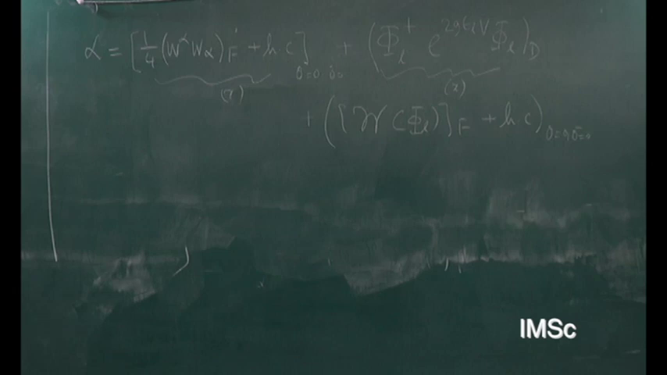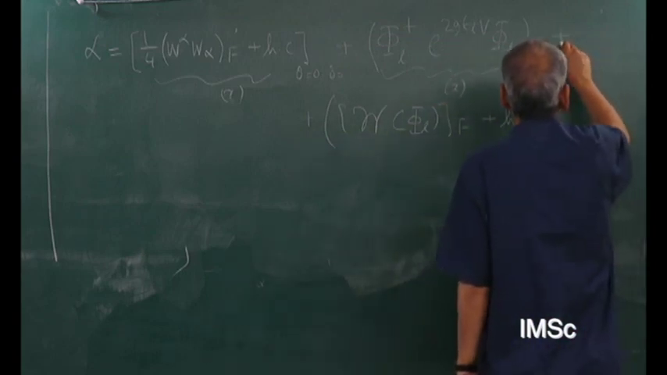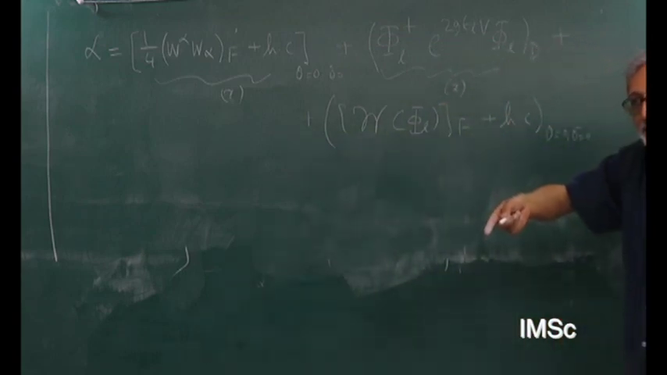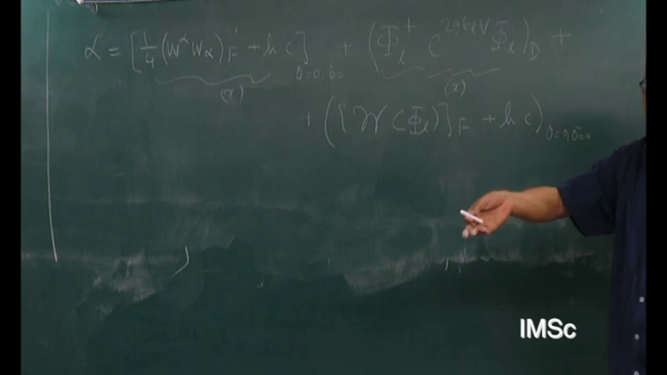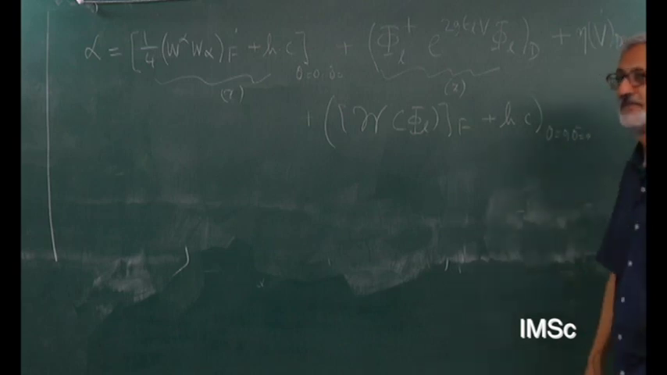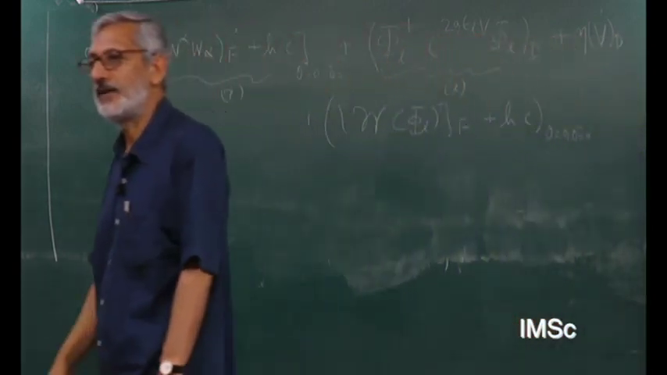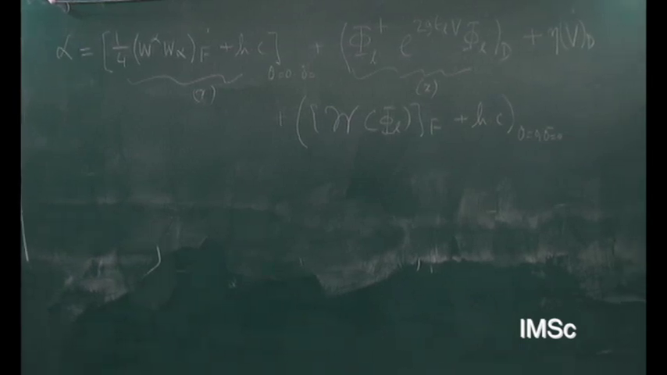There is one more term that I can add. The vector superfield D term will also transform under supersymmetric transformation as a total derivative. So I could also add simply a parameter η, coupling η times V's D term, because that's by construction supersymmetric invariant. So this is the most general Lagrangian you can construct.